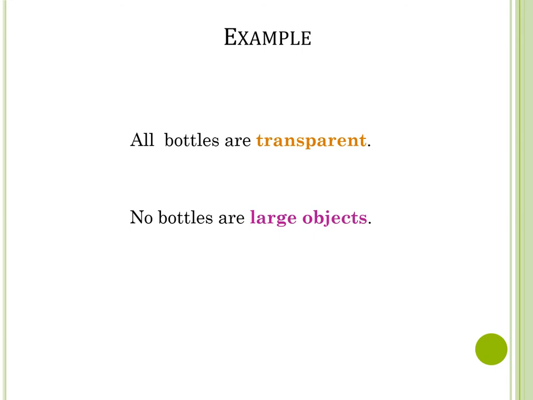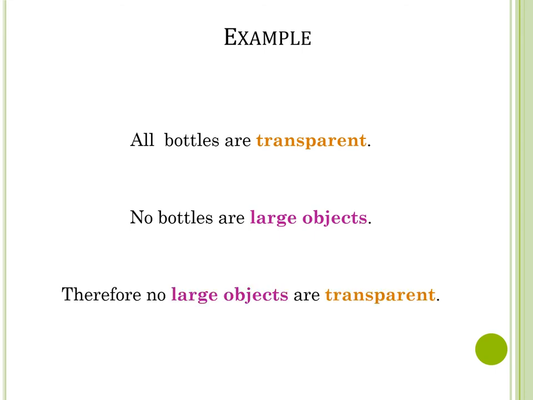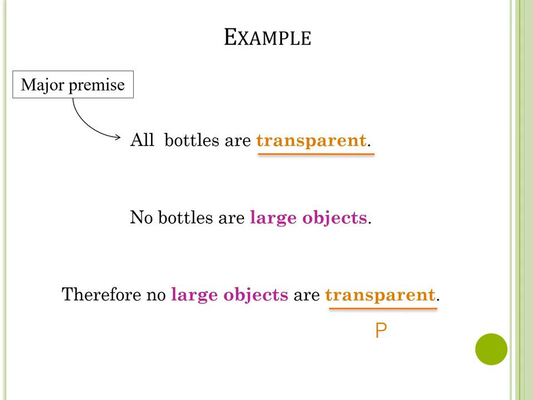Now let us take an example to understand the different premises in a categorical syllogism. All bottles are transparent. No bottles are large objects. Therefore, no large objects are transparent. Here, the word transparent is the predicate of the conclusion. It lies in the first premise. So, the first premise is called the major premise. It is the major term. So, it's the major premise.